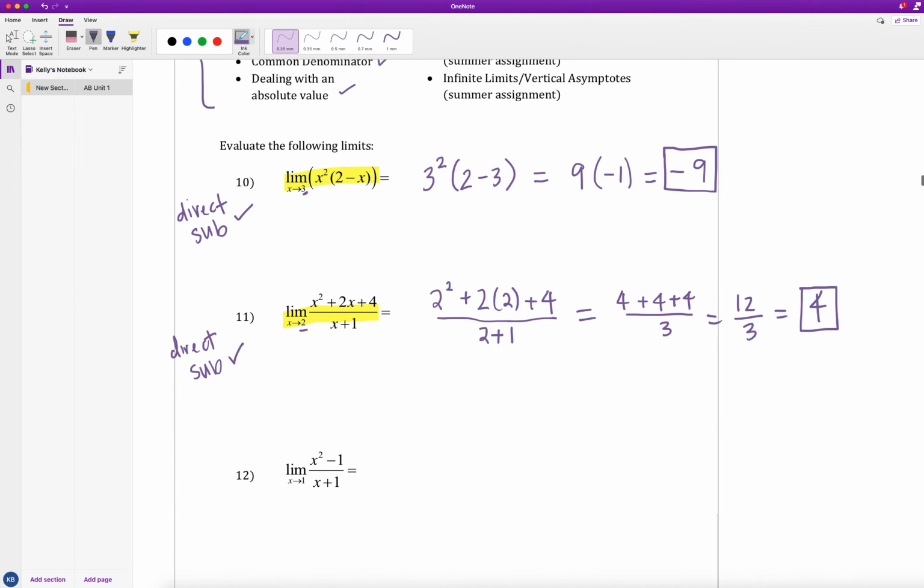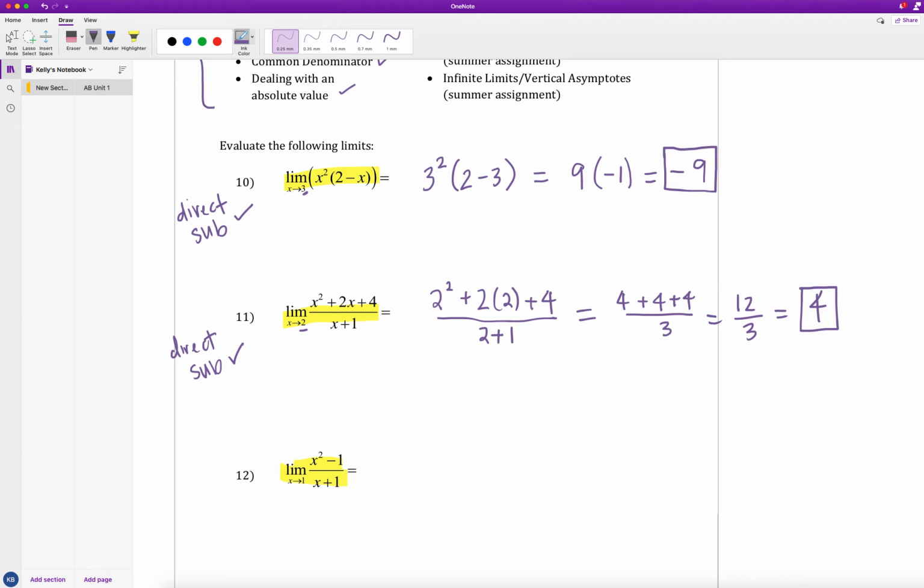Let's look at example 12. Why don't you guys pause the video and read the statement out loud to yourselves, what the question is asking, and then compute the limit and see if direct substitution works in this case or not. So what do you guys think? Did direct substitution work in this case?